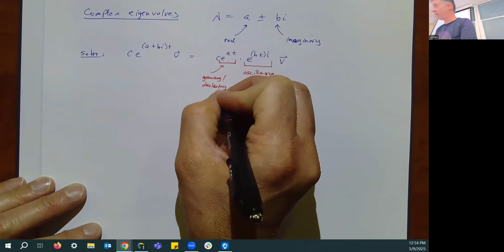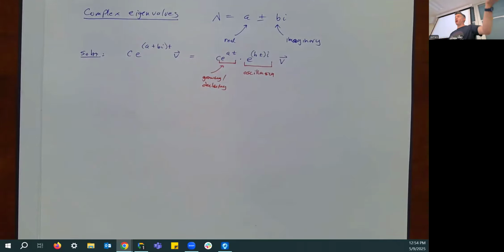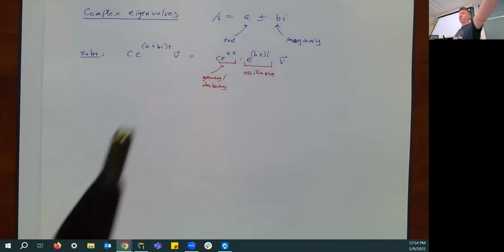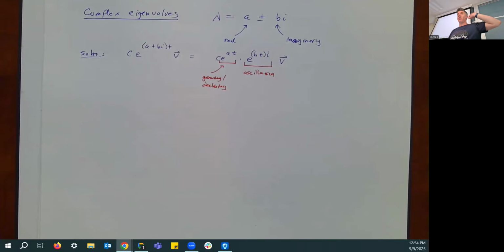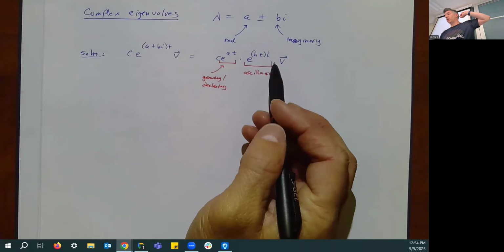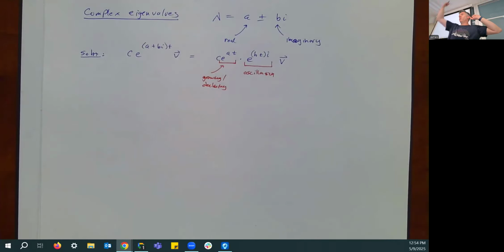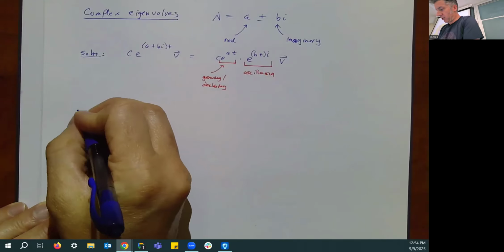And it's all based on whether A is positive or not. If A is positive, that's going to get bigger. If A is negative, that's going to get smaller. And if A is 0, well, e to the 0 is 1, and you're just going to have pure oscillation, circulation. So that's the whole story.